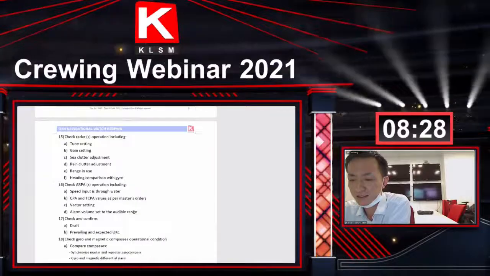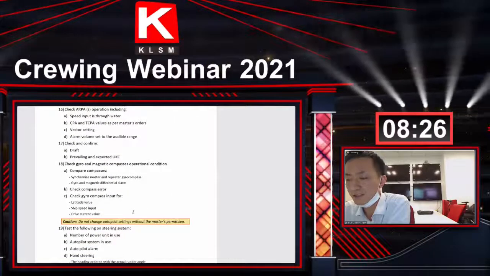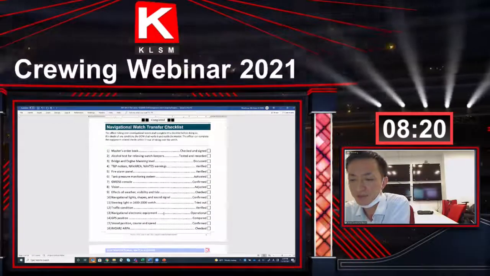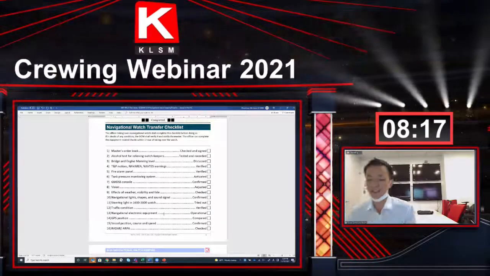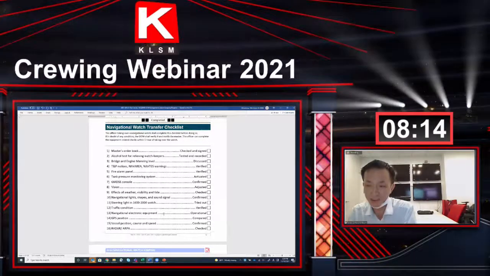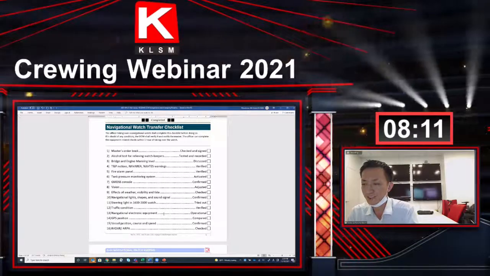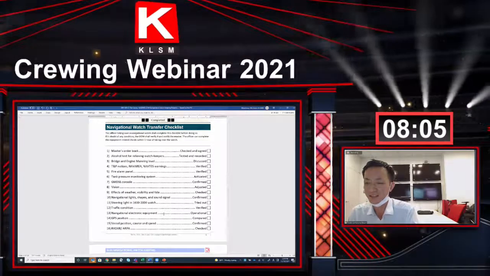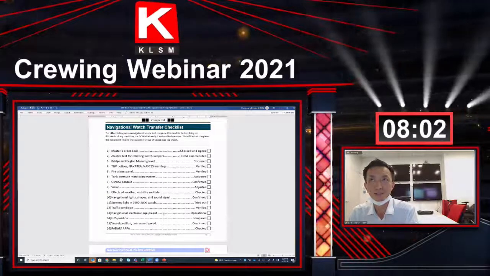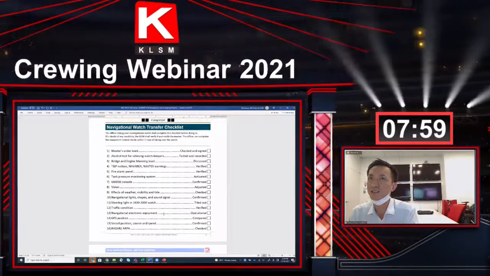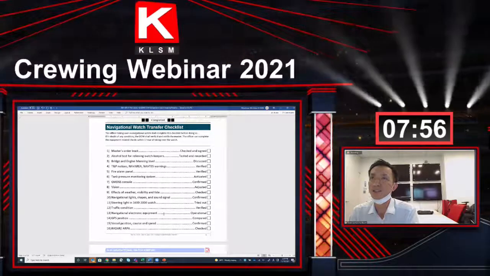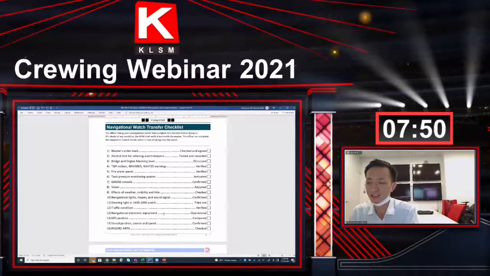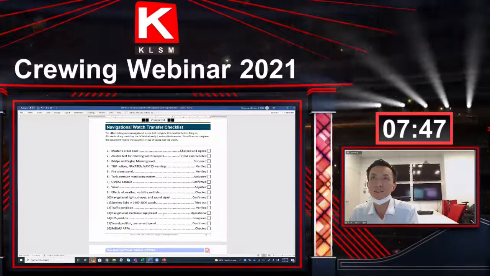This is the same navigation watch transfer procedure. After the procedure, here is the navigational watch transfer checklist. Officers or captains might have already noticed this is a totally different format from the Y-form. This is the new checklist for the navigation watch transfer. Not only this one, the other checklists have also basically changed to this style. Quite a simple one.